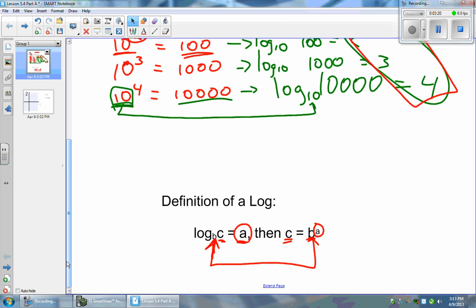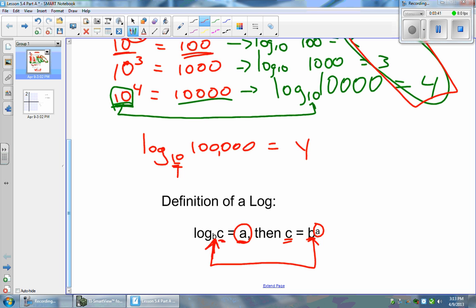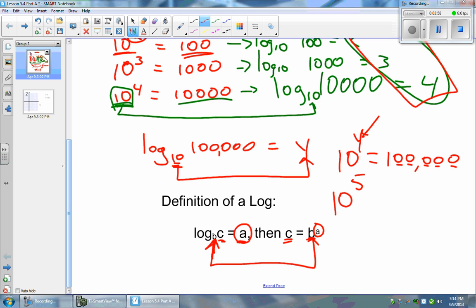Case in point. Look at this one again. If I was to give you the log base 10 of, let's add some zeros here, let's say 100,000, well, I know that's basically going to be equal to some answer. I'm going to let it equal y. So I'm just going to go 10 to the power of y equals 100,000. Well, wait a second. 10 to what power gives me 100,000? Well, you're right. Count the zeros. 1, 2, 3, 4, 5. This is 10 to the 5. So guess what? Your answer is 5. That's basically how it works.